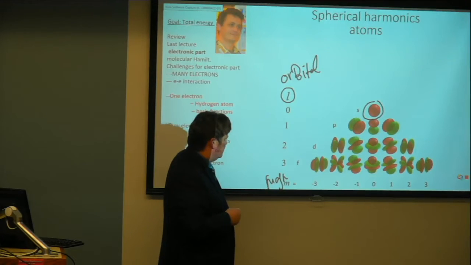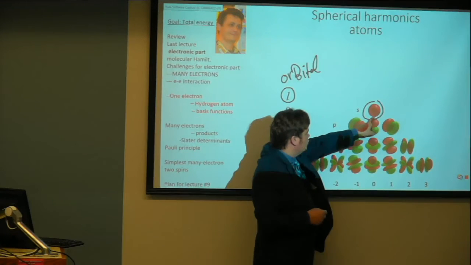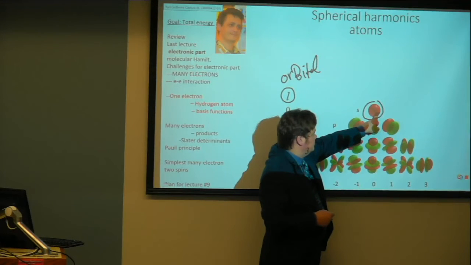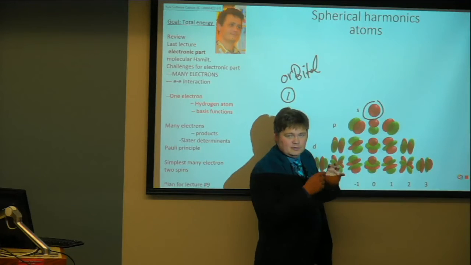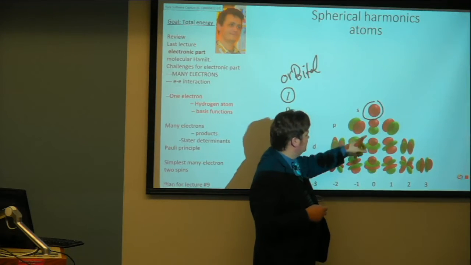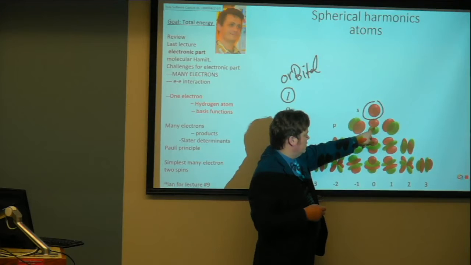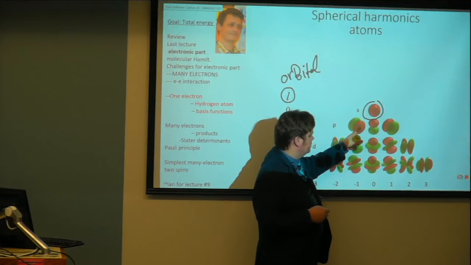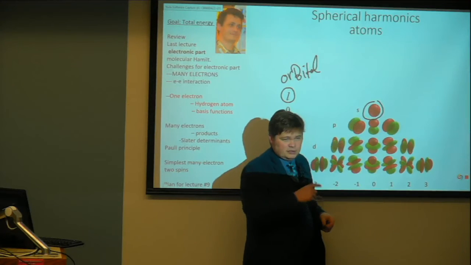So the s orbital that we all are happy with is an orbital that is isotropic, doesn't depend on angle, and p orbitals do have one nodal plane. And these green and red colors symbolize positive and negative.